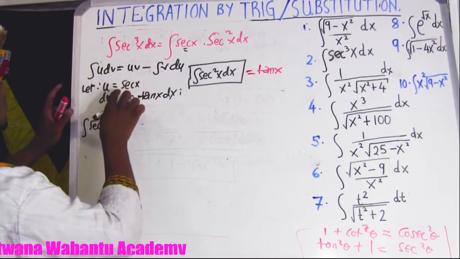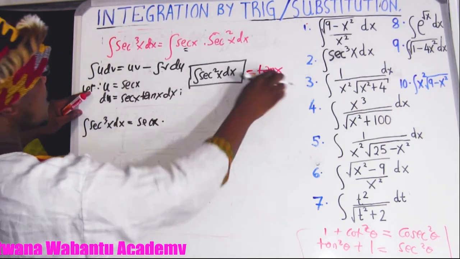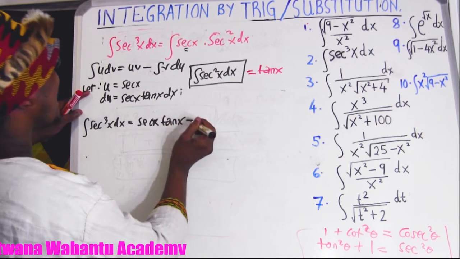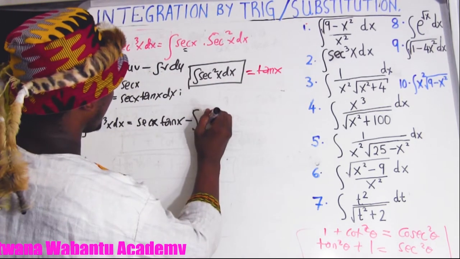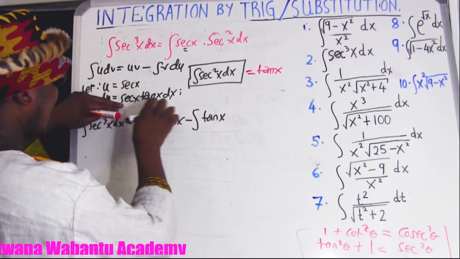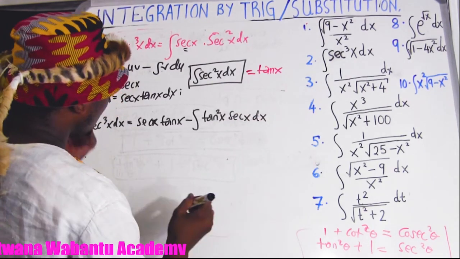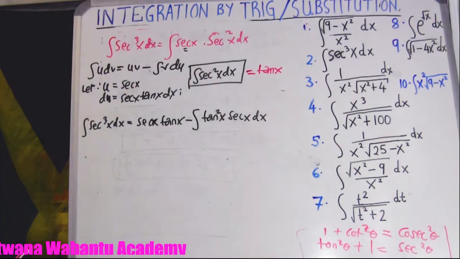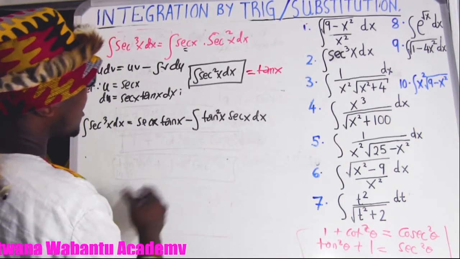What is u? U we know is sec x. What is v? V equals tan x, minus the integral of v du, where du equals sec tan. So the tan and tan are going to be two, and here we're going to have only sec dx. You see what I'm talking about? Oh, my fault, sorry. Another thing is that I'm going to replace this.